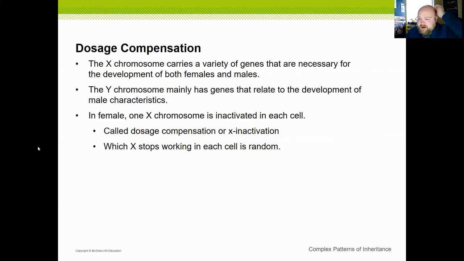The X chromosome carries a variety of genes that are necessary for the development of females and males. And the Y chromosome mainly has genes that are relevant to the development of only males. So in females, one X chromosome is inactivated in every cell. We call this dosage compensation or X inactivation. Whichever one of the X's is going to stop working is random. It doesn't really matter. It just randomly happens.